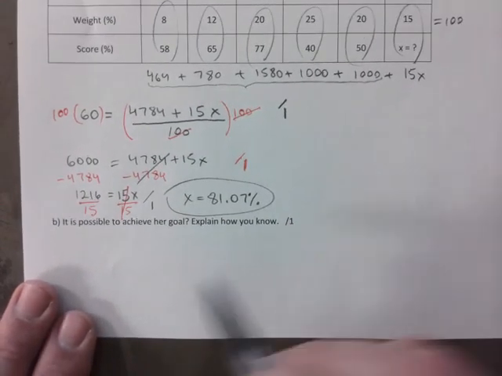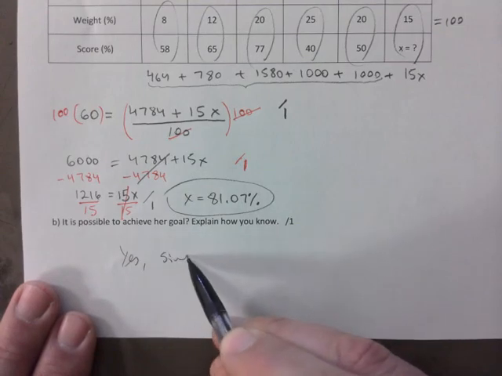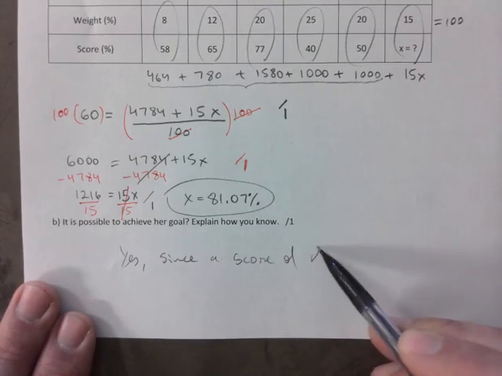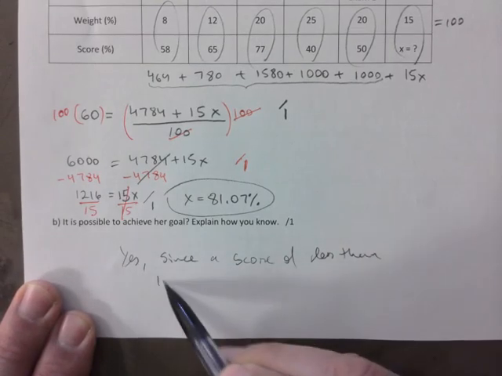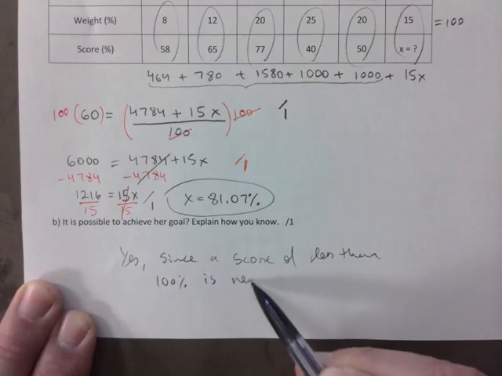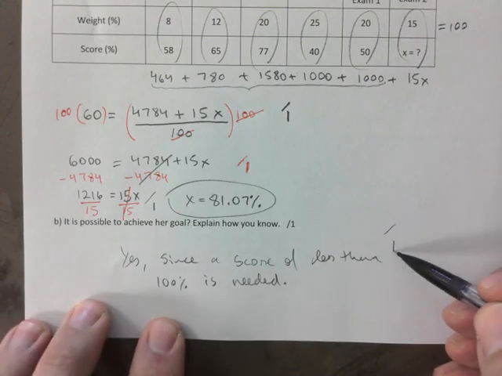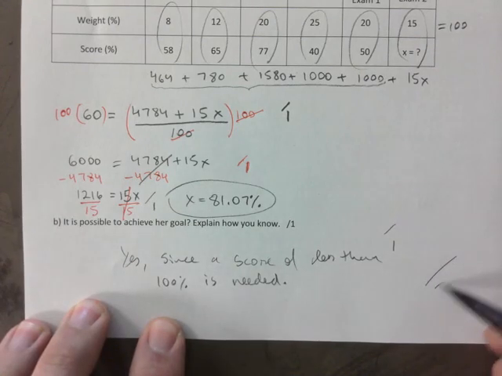Is it possible to achieve it? Yes, since a score of less than 100% is needed. So it is possible. Anytime it's over, even if it's 100 on the nose, it's still possible. Right? Is it probable? Not. But it is possible. All right, so a mark for that, right? So we've got 3 and 3 and 1. So the backside is worth 7.